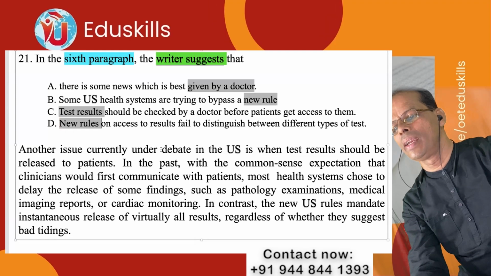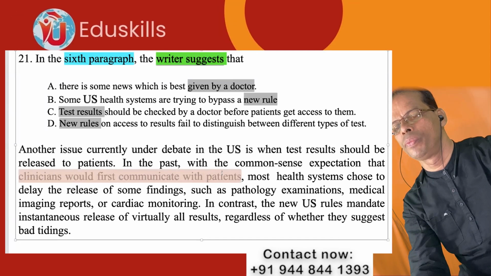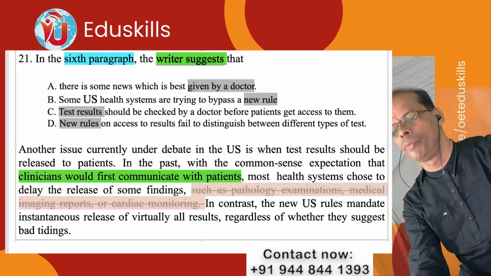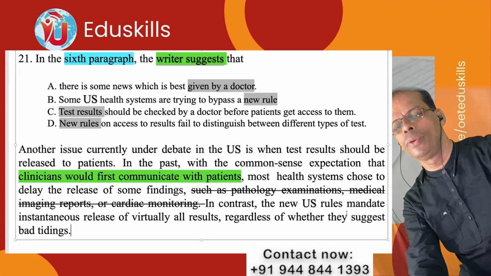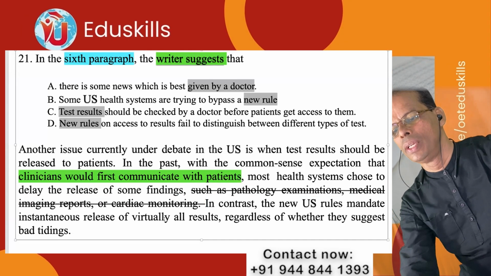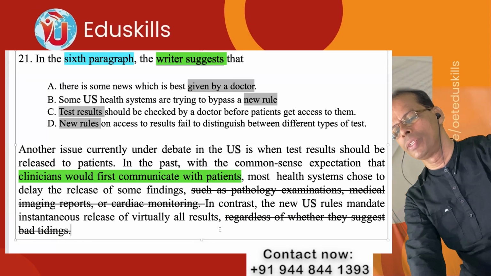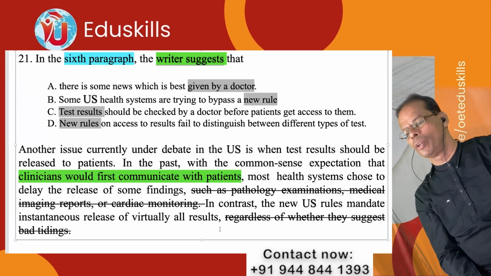Now, another issue currently under debate in the US is when test results should be released to patients. When it has to be released. The next sentence is in the past. Who used to release it? In the past, with the common sense expectation that clinicians would first communicate with patients, most health systems chose to delay the release of some findings. Again, this is complementary, additional information which you can ignore. In contrast, the new US rules mandate instantaneous release of virtually all results. This again you can ignore because that's also complementary information which normally is not required to find your answer.